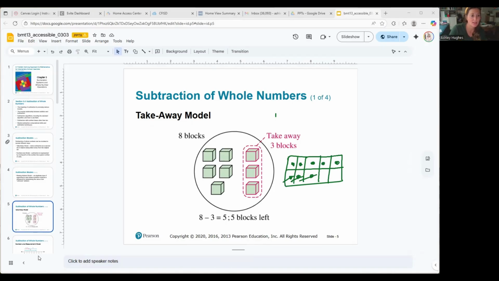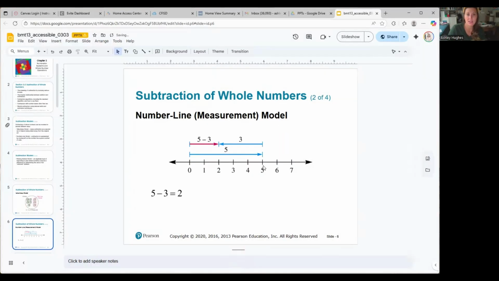The other model is the number line model. I don't really actually like the way they illustrated the number line model here, but essentially the way that I've explained it to my students is, sorry, this is really lagged and delayed today.